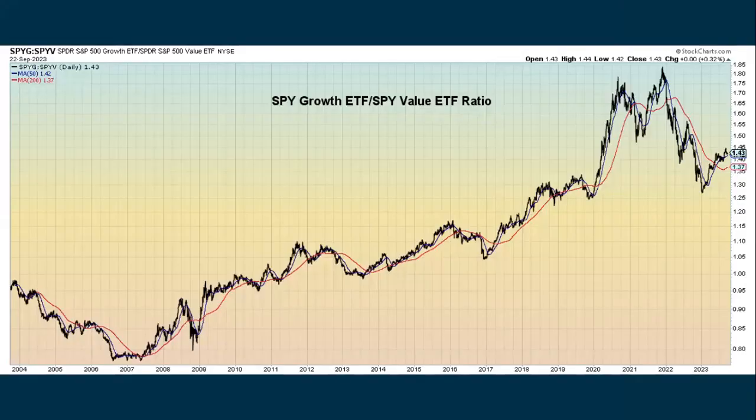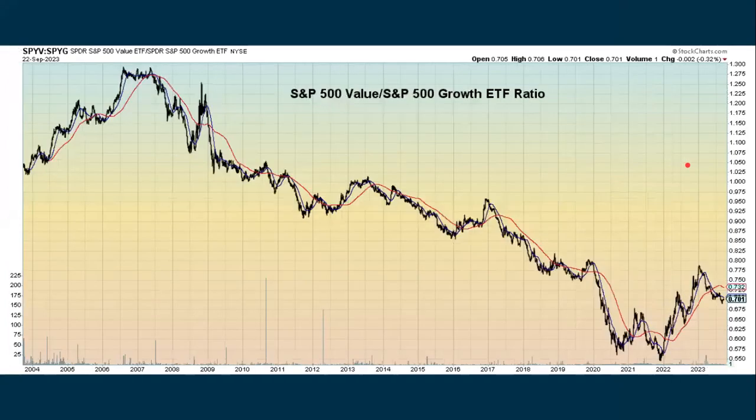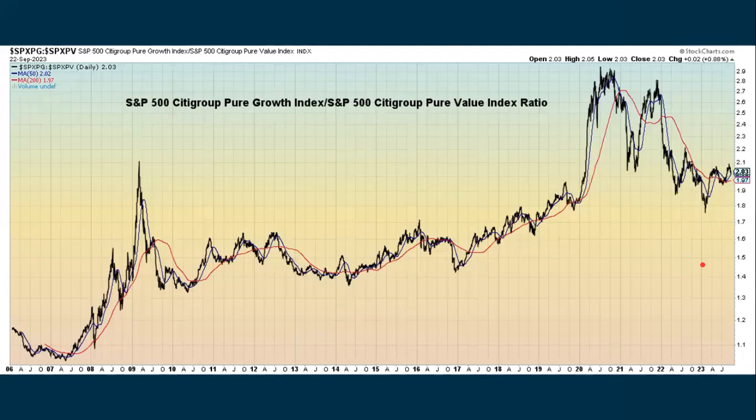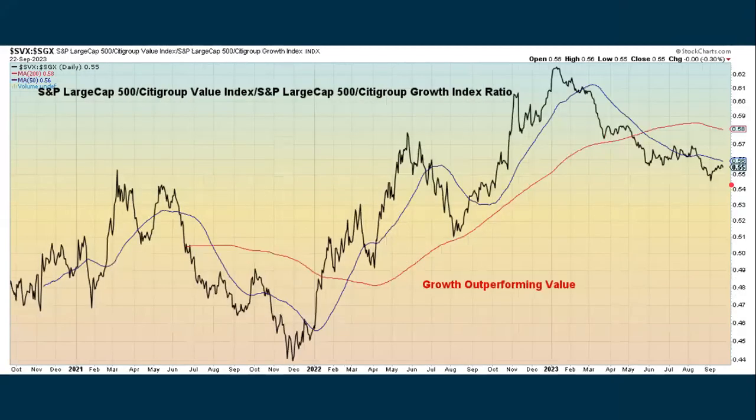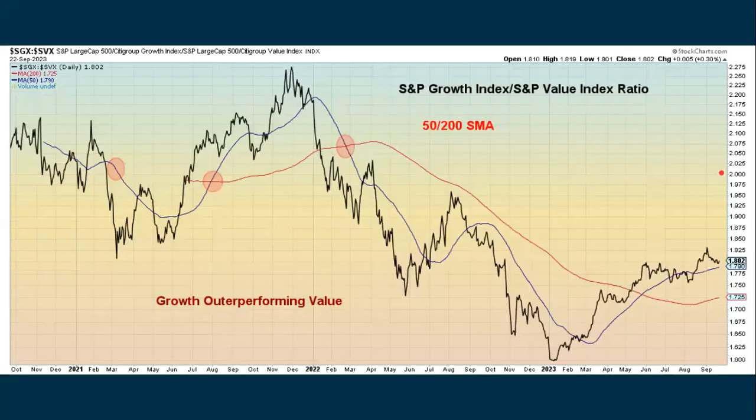We look at an ETF of growth versus value, showing how growth is outperforming. Here's an inverse showing how value is underperforming. And then we look at another index measurement where we're seeing that growth is outperforming value, even though it's seeing some recent weakness. And then value is underperforming growth and seeing some strength lately. And then the last chart with this particular focus, we're seeing that growth is continuing to outperform value.